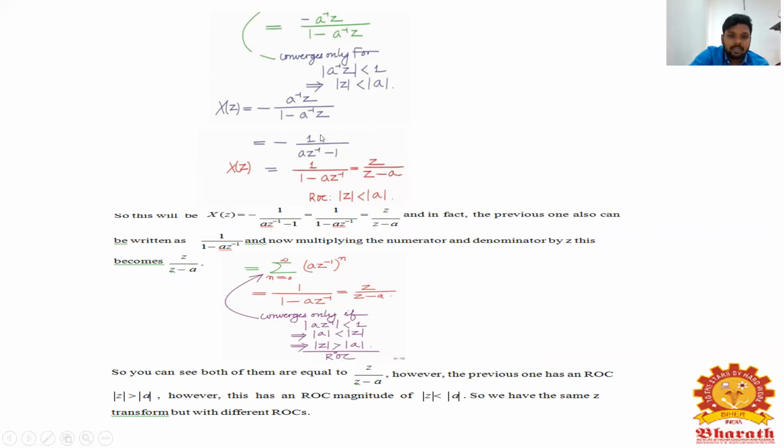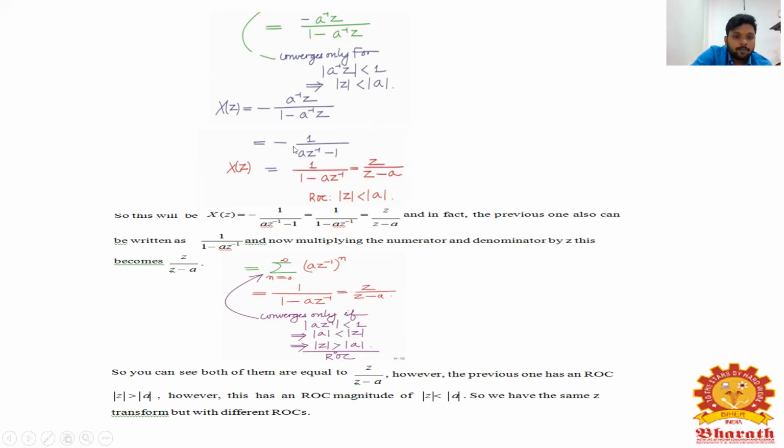So I'm just multiplying a inverse z in the numerator and denominator. If I multiply a power minus 1 z in the numerator and denominator, I will get minus 1 divided by a z inverse minus 1. So I'm multiplying the numerator and denominator by a inverse into z. If I multiply like that, I will get the equation as minus of 1 divided by a z inverse minus 1.